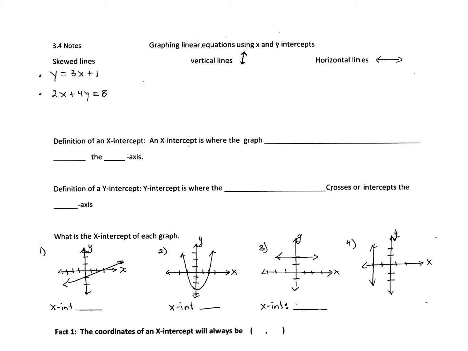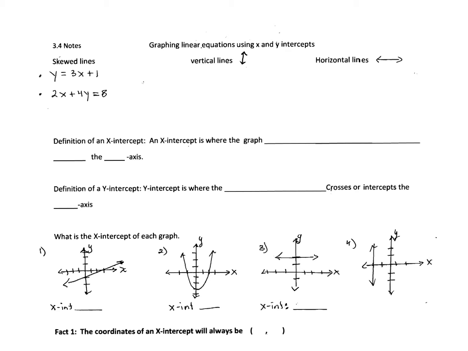There's skewed lines that are at an angle. They have both an x and a y in the equation. y equals 3x plus 1 is an example, or 2x plus y equals 8. They have both variables, so in order to find and graph it, we put in an x and find the y, and we plot those points, something we did last semester.